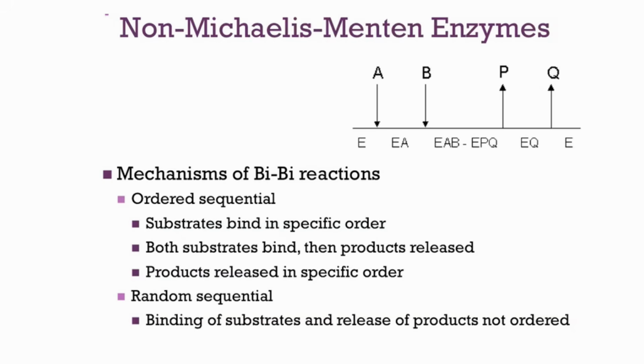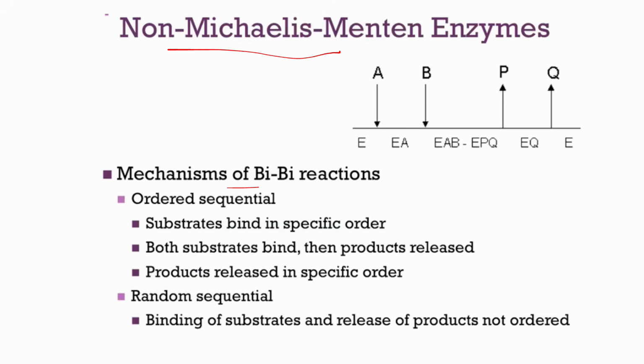Now, non-Michaelis-Menten enzymes. Bear in mind, the Michaelis-Menten model actually deals with one substrate and one enzyme, but it is very hard to measure the ES complex. This is the limitation of the Michaelis-Menten model. What about when the enzyme has more than one substrate? That can be explained by non-MM enzymes, that is, non-Michaelis-Menten enzymes.